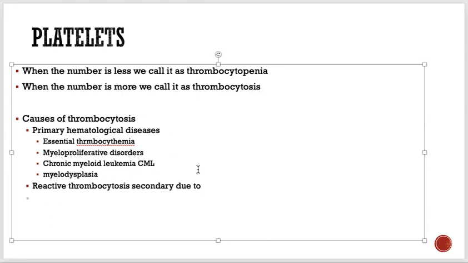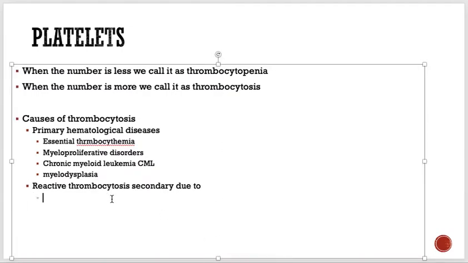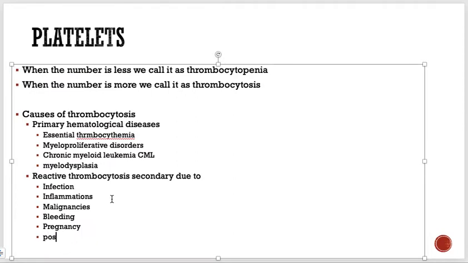When it comes to secondary causes, it could be secondary to infection, inflammation, malignancies, or bleeding. It can also be raised in pregnancy, as pregnancy is a hypercoagulable state with more and more platelets. And it could be secondary to post splenectomy: in people in whom the spleen has been removed, there are increased platelet counts in the blood.